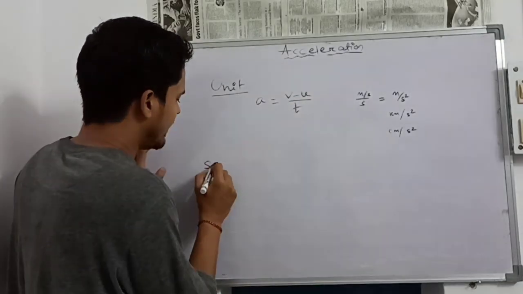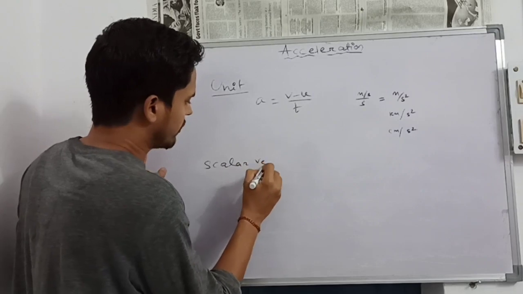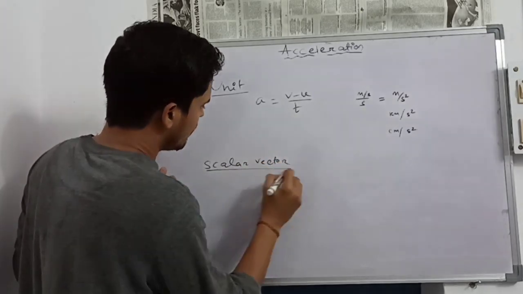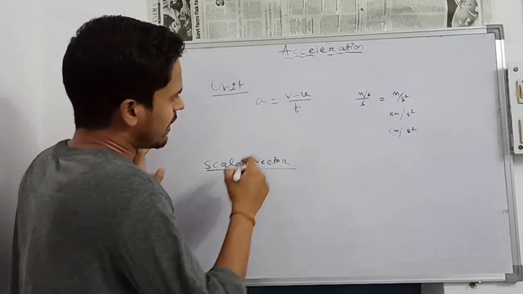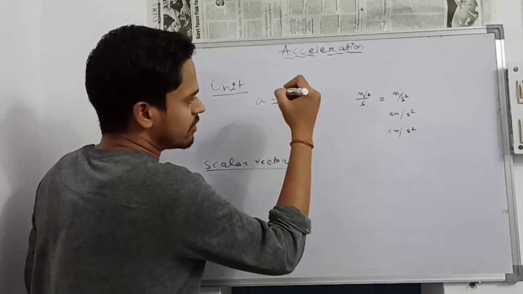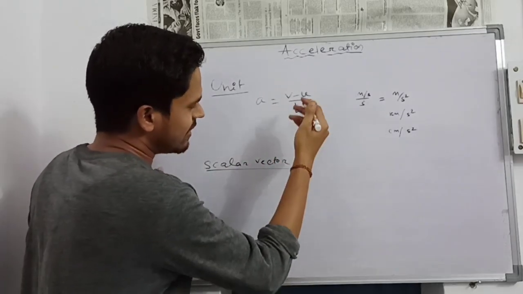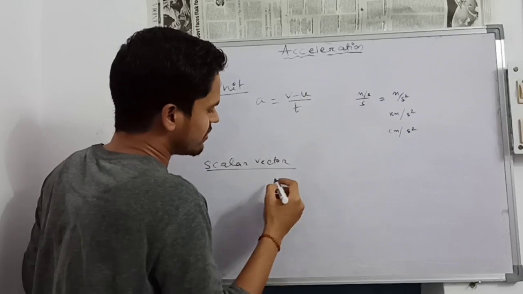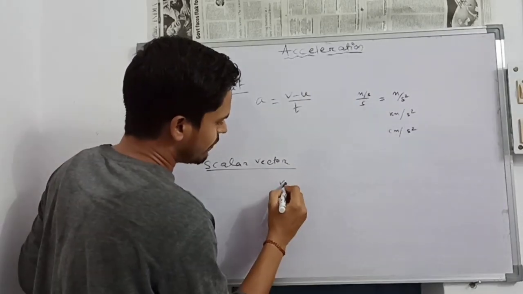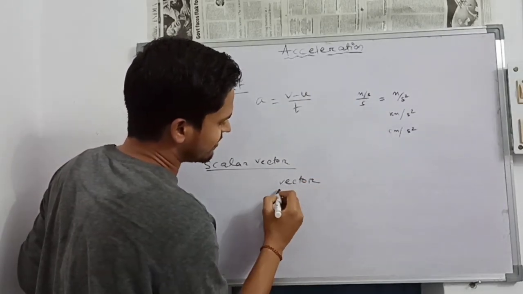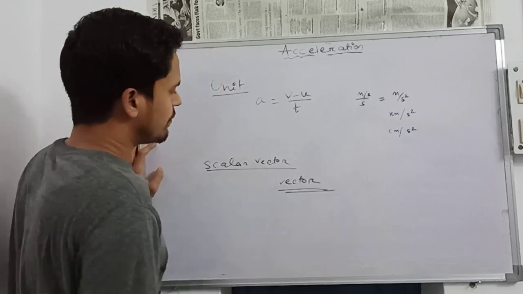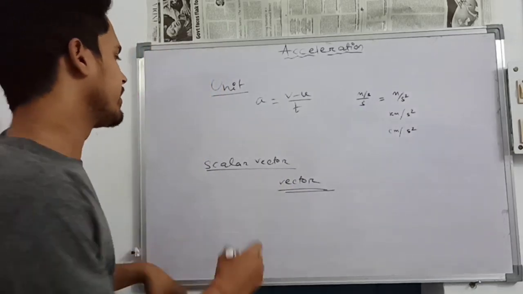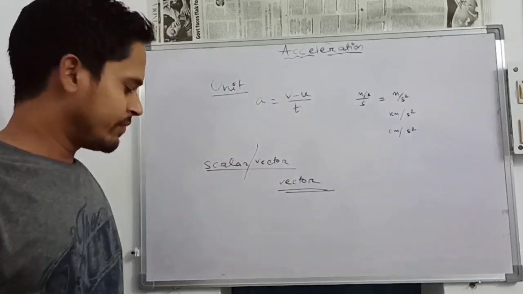Next we will see whether it is scalar or vector. As you can see here, velocity is a vector quantity and time is scalar. So velocity is a vector quantity present here. That means acceleration will be a vector quantity, having direction. Getting? So always remember acceleration is a vector quantity.